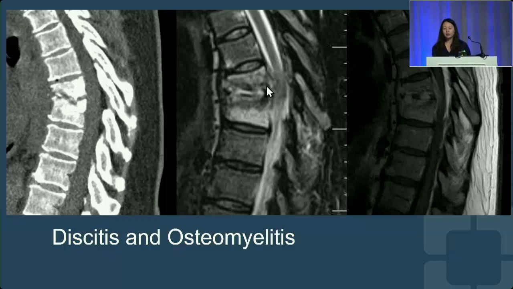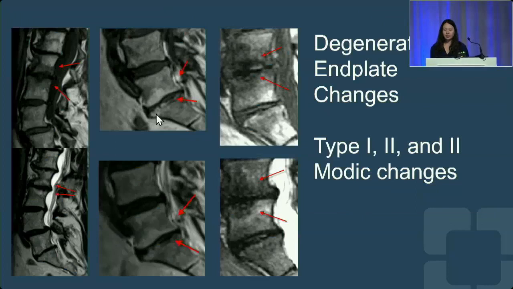Things that we like to make sure we can see is if there is an epidural abscess that might be compressing on the thecal sac and the cord. And these are the end plate changes, the Modic type 1, 2, and 3 changes that I was referring to. So you can see, like in these cases, the disc space is normally T1 hypointense. There's no fluid signal in the disc space, so that makes discitis very much less likely.